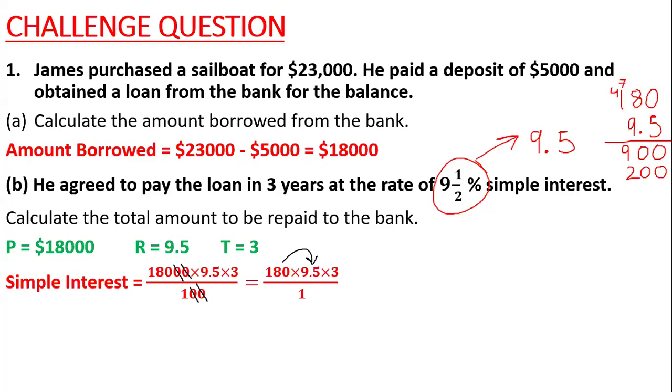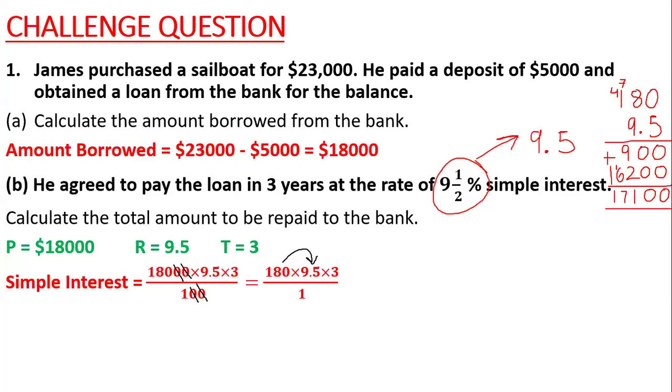9 times 1 is 9, plus 7 is 16. Then we add. So we say 0 plus 0 is 0. 0 plus 0 is 0. 9 plus 2 is 11. Put the 1 down, put the 1 up. 6 plus 1 is 7. 1 plus 1 is 2.